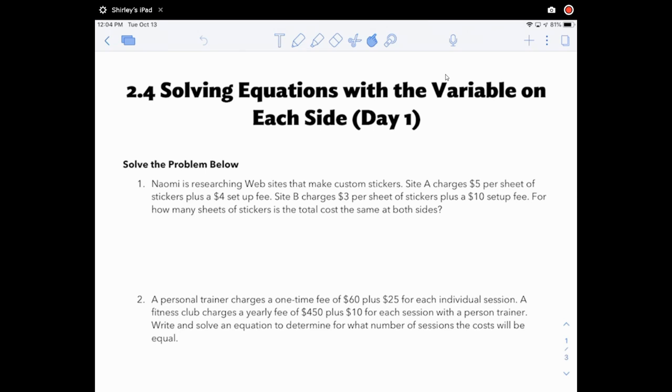Both sides should be the same. So both sides, you want the costs to be the same. So how many sheets are you going to buy from each website? To make sure.